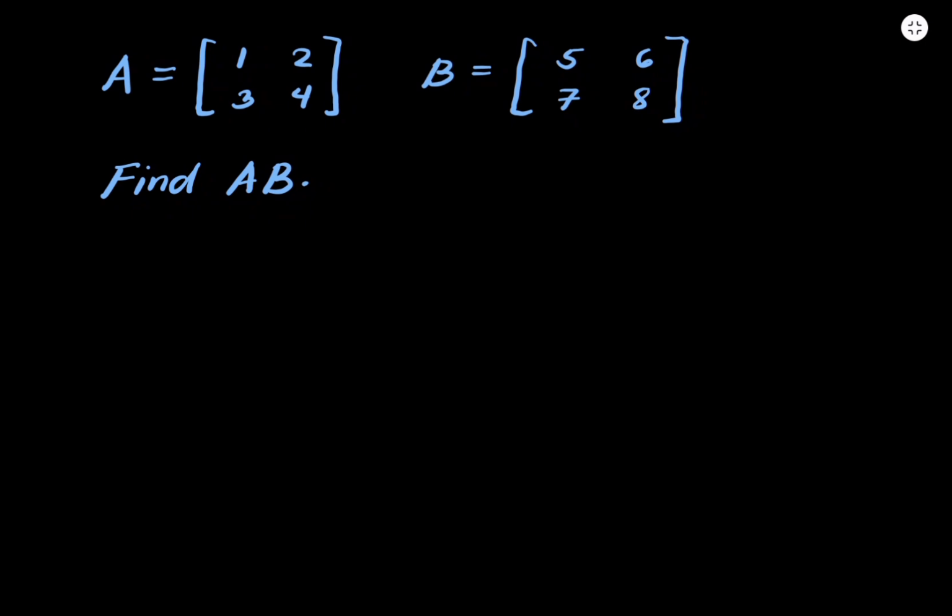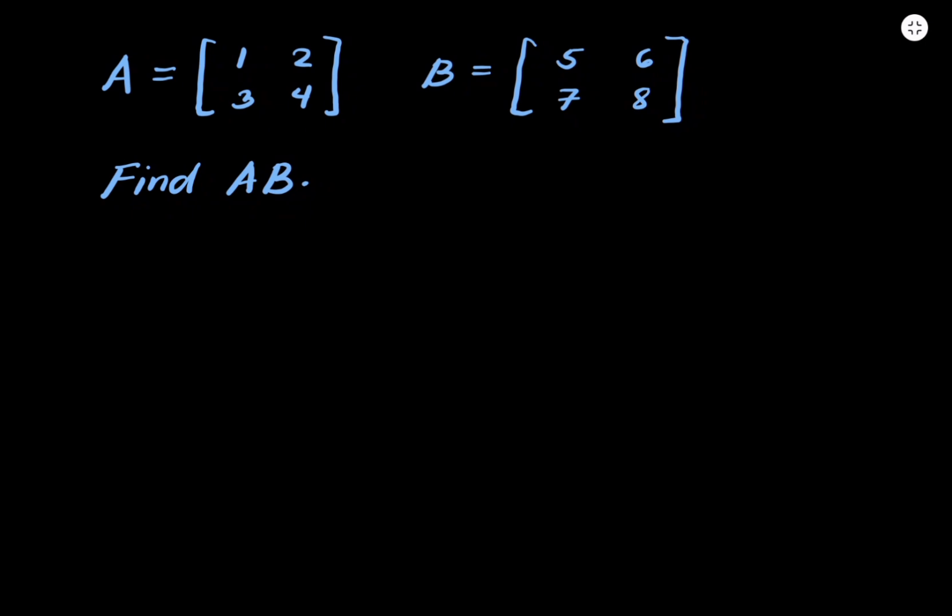Let us multiply these two given matrices. Matrix A, the components are 1, 2, 3, and 4, while matrix B, the entries are 5, 6, 7, and 8. So we want to find A times B.